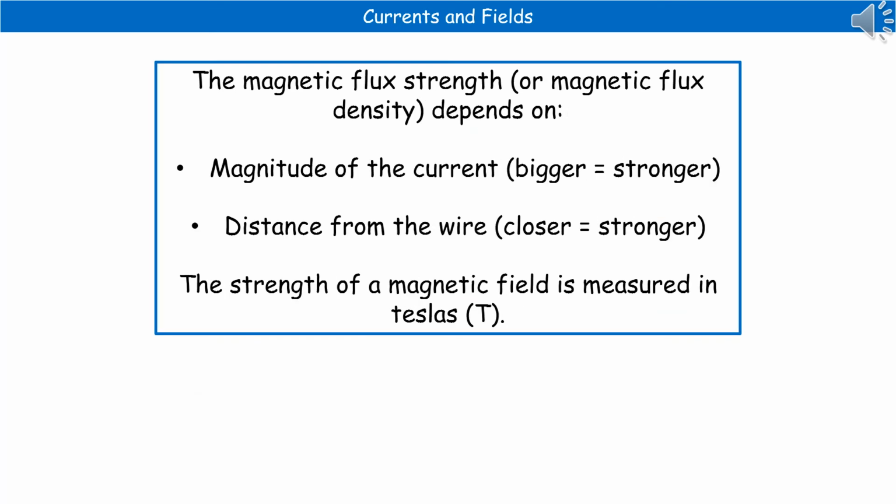Two key things that our magnetic flux strength will depend on: the magnitude of the current, so a bigger current means a stronger magnetic flux, and the distance from the wire. The closer it is, the stronger it is. And don't forget, when we're talking about the strength of magnetic fields, we're using the units Teslas with a capital T.